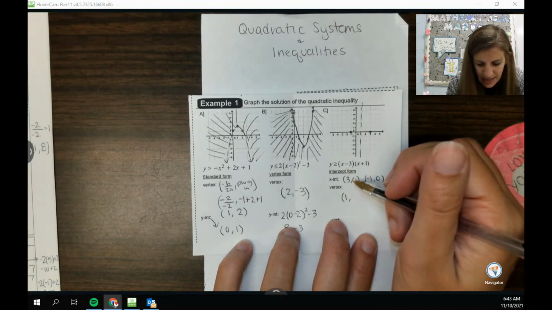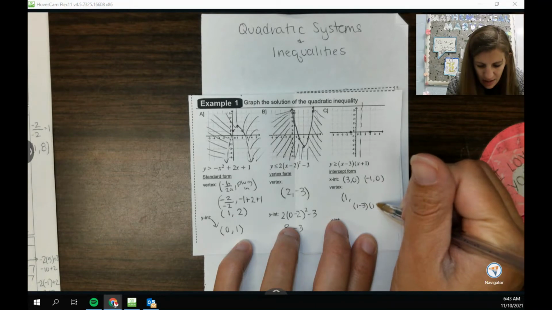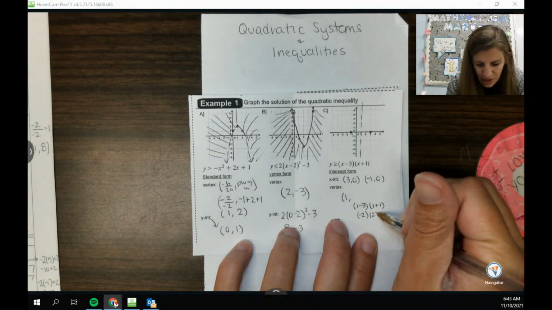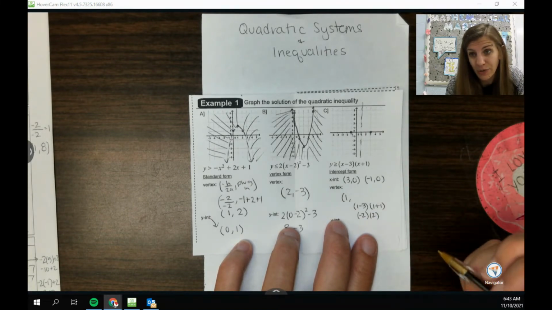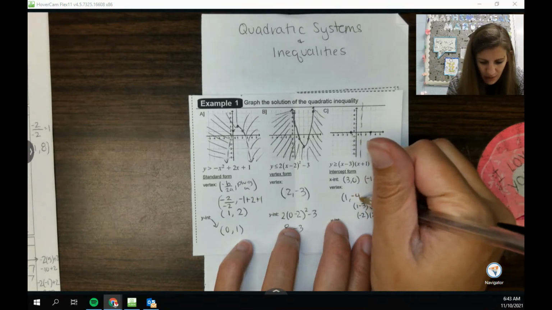And to figure out that something, we just want to plug it in. It's like 1 minus 3 times 1 plus 1. So negative 2 times 2. And that's the thing that should always happen. Like when you're finding the vertex in factored form, these two numbers in parentheses should be opposite numbers. So same but different signs. So negative 4.